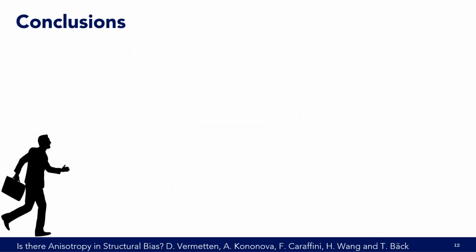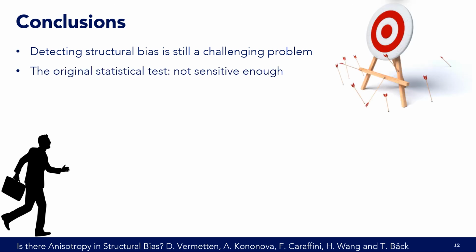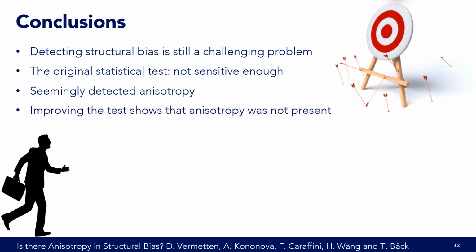So overall, detecting structural bias is still a very challenging problem. The original statistical test that was proposed is not sensitive enough to some of the common types of bias, and it seemingly detected anisotropy, which was not actually there if we improve the tests even a little bit.